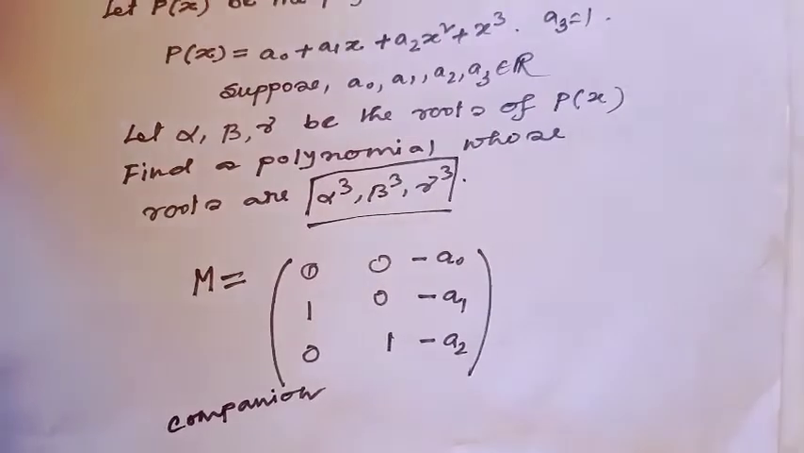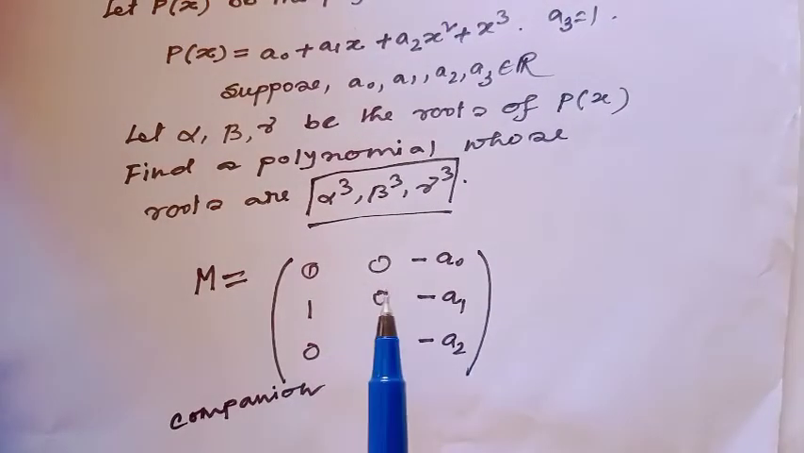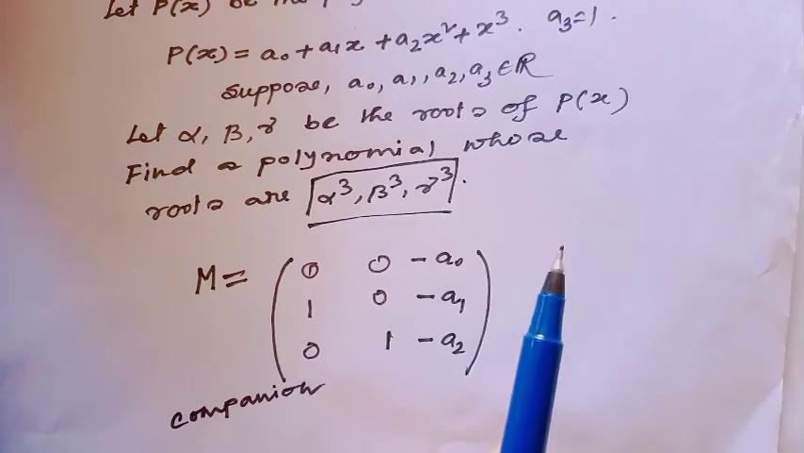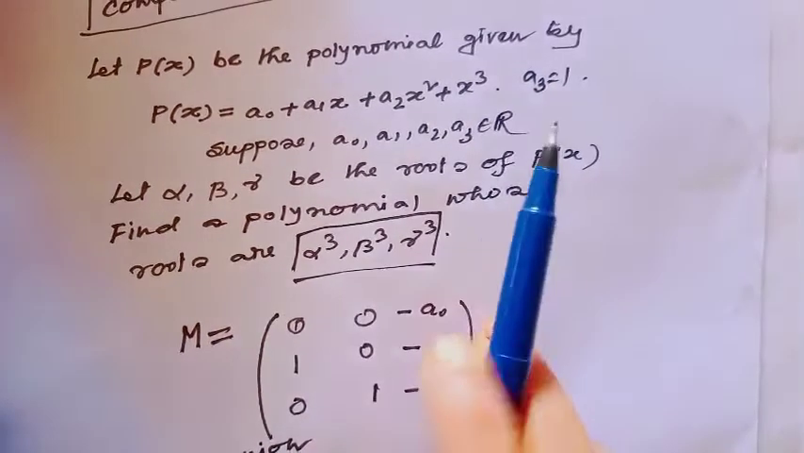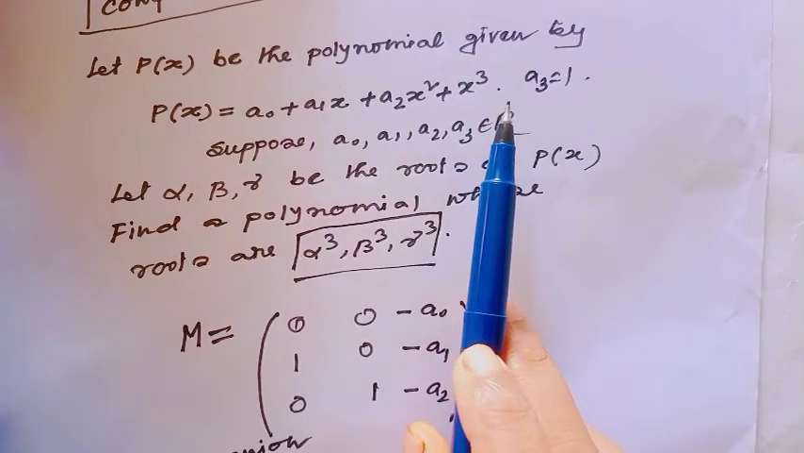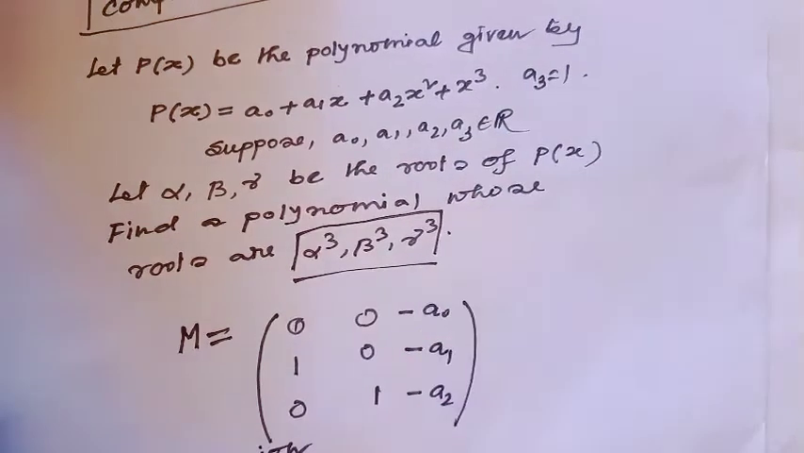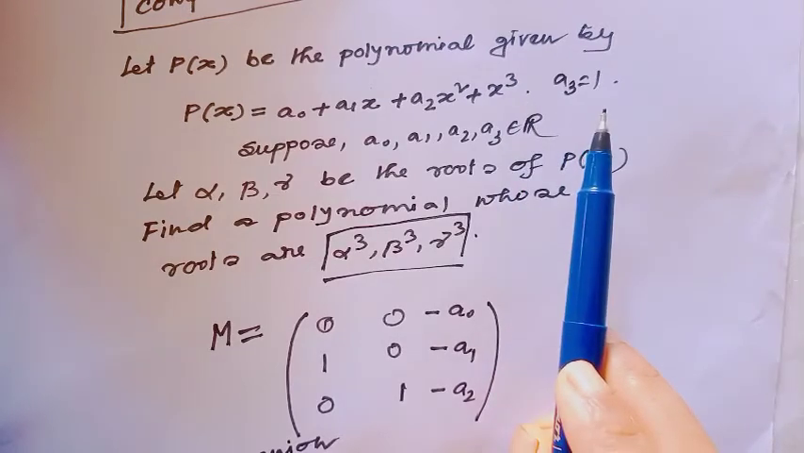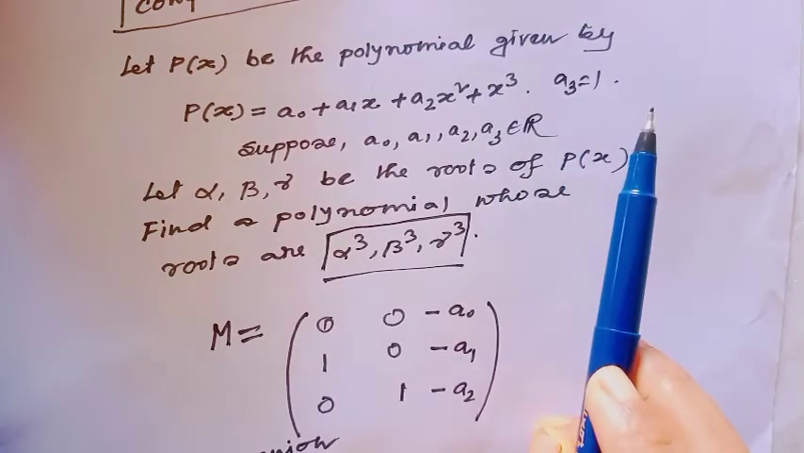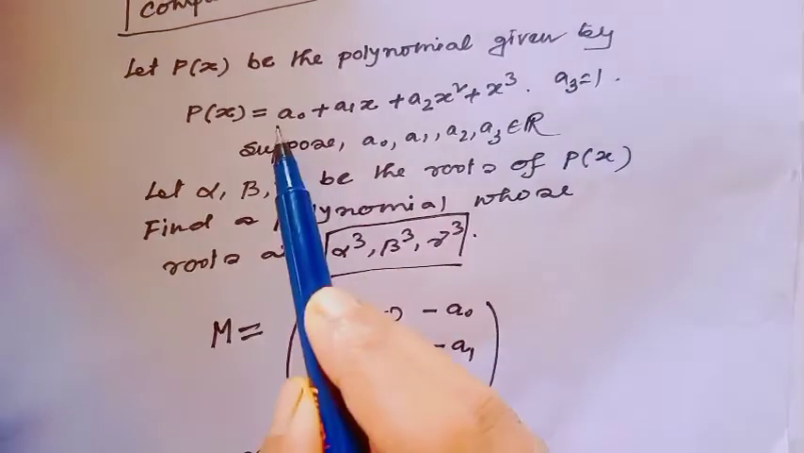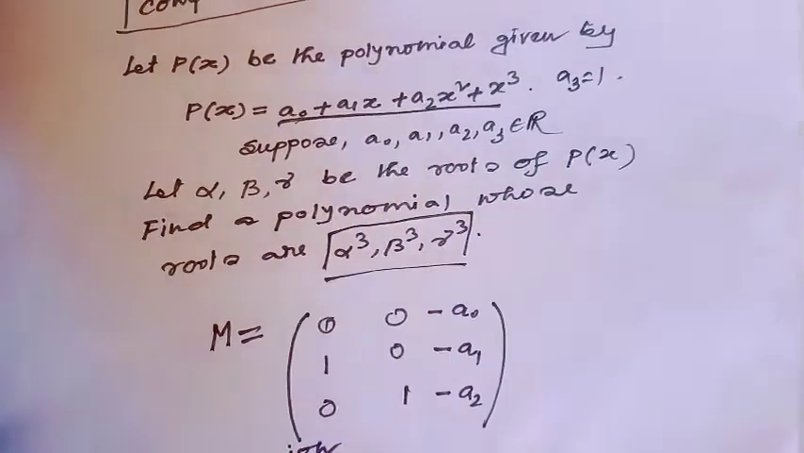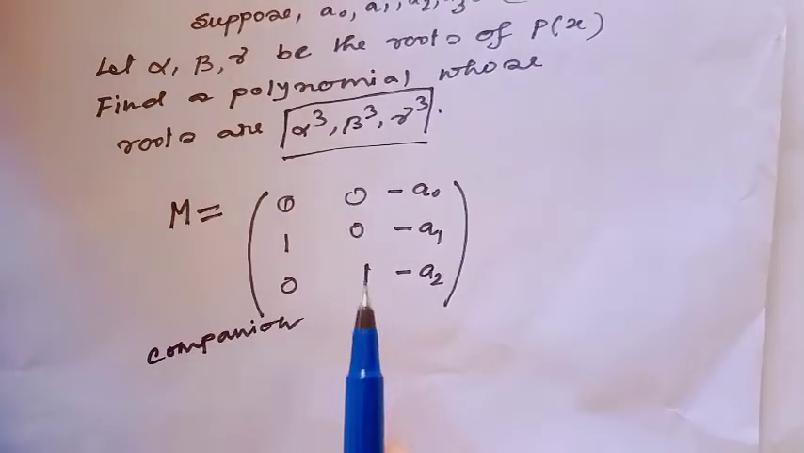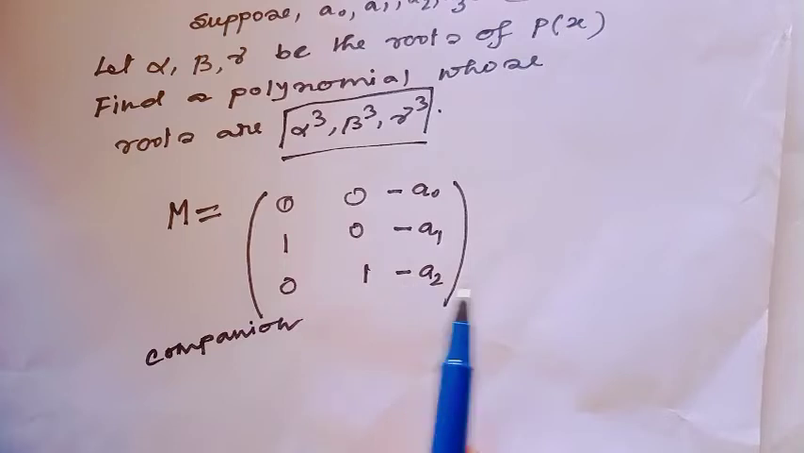Are you getting how this companion matrix looks? And notice one thing: the coefficient of the highest degree will always be 1. So this polynomial is always a monic polynomial, and from this polynomial we can generate one matrix, and this matrix is called the companion matrix.